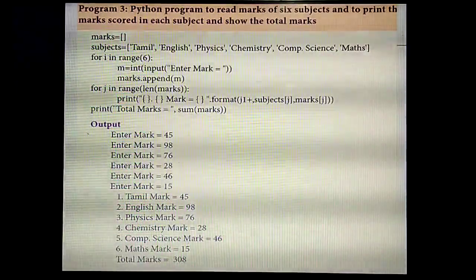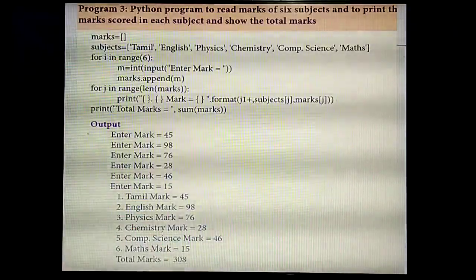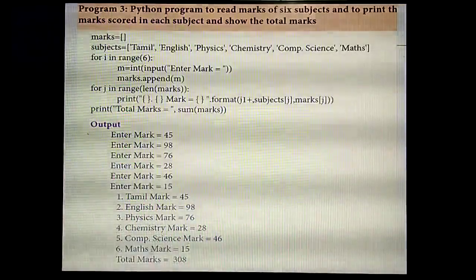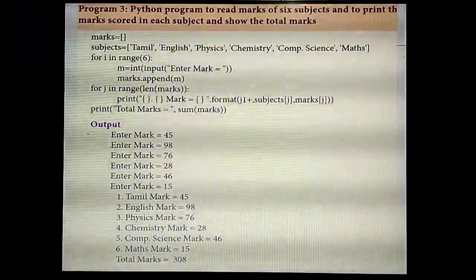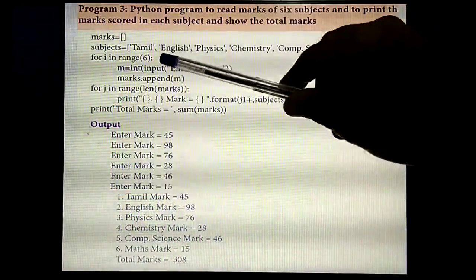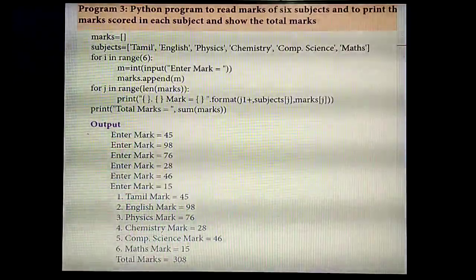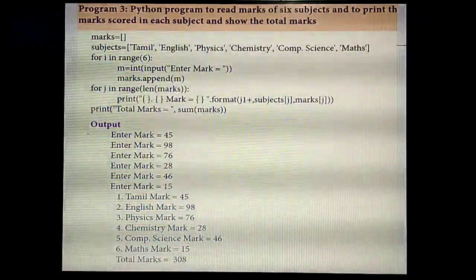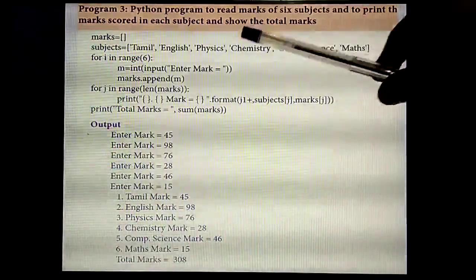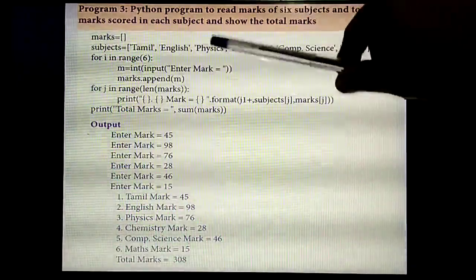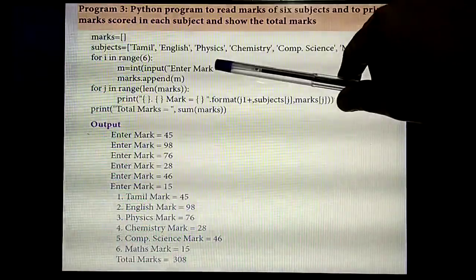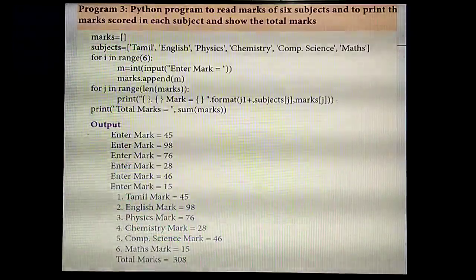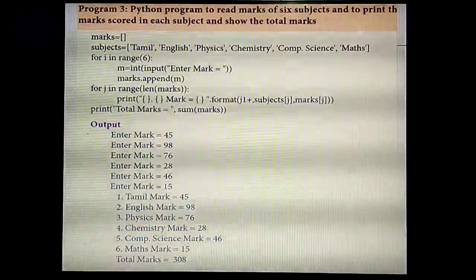Next step is you are going to enter the mark for each subject. For that you are going to create a variable called m. The mark is of which data type? int. Inside int, the input function, enter mark. So you are going to enter the mark using the input function. How many marks will you enter here? Range of 6. 6 subjects' marks you are going to enter here. For that only, they are giving the range function up to 6 subject marks.